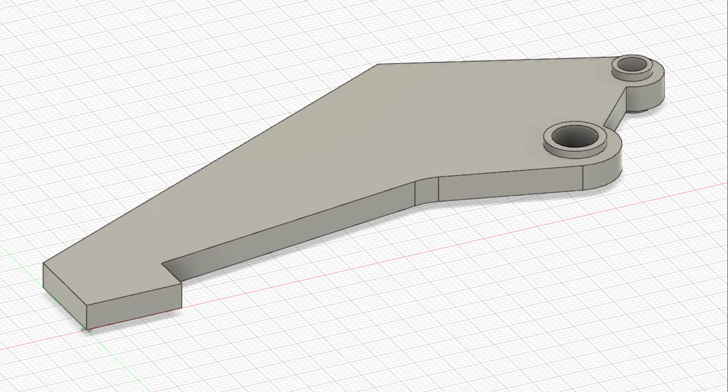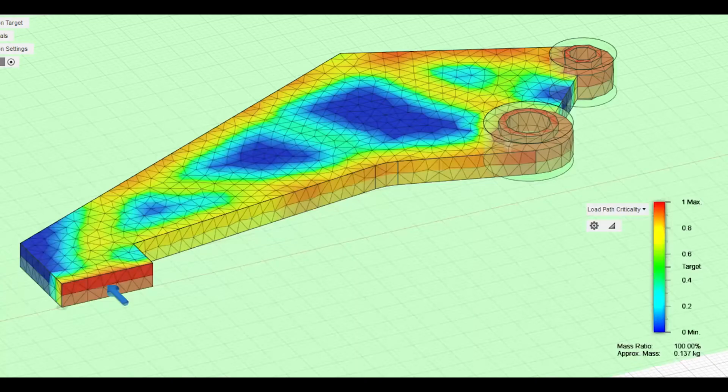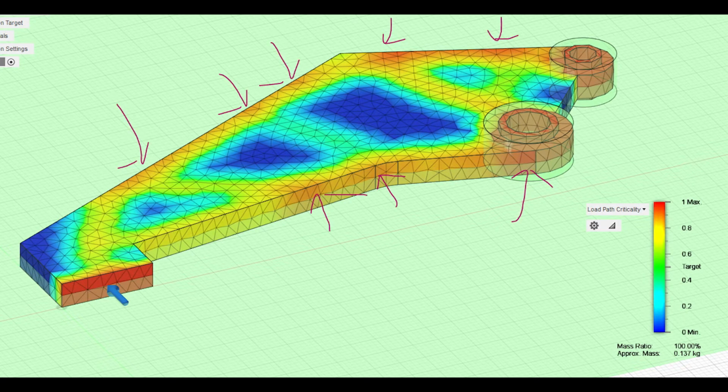It's like an arm. So if you imagine two poles or two rods going through these holes, and there's force being applied over there. If there's a force being applied at the blue arrow, you can see the stress being applied on the part. So the red is where there's more stress, and the blue is where there's less stress.